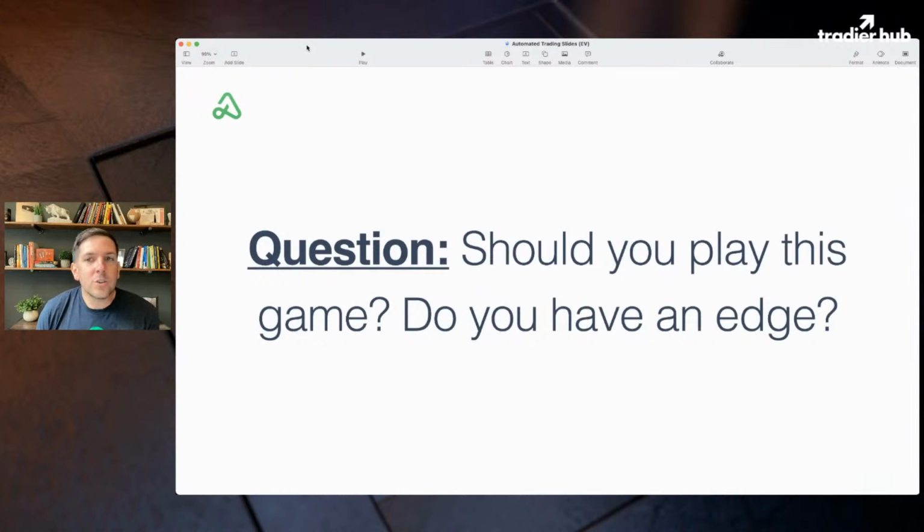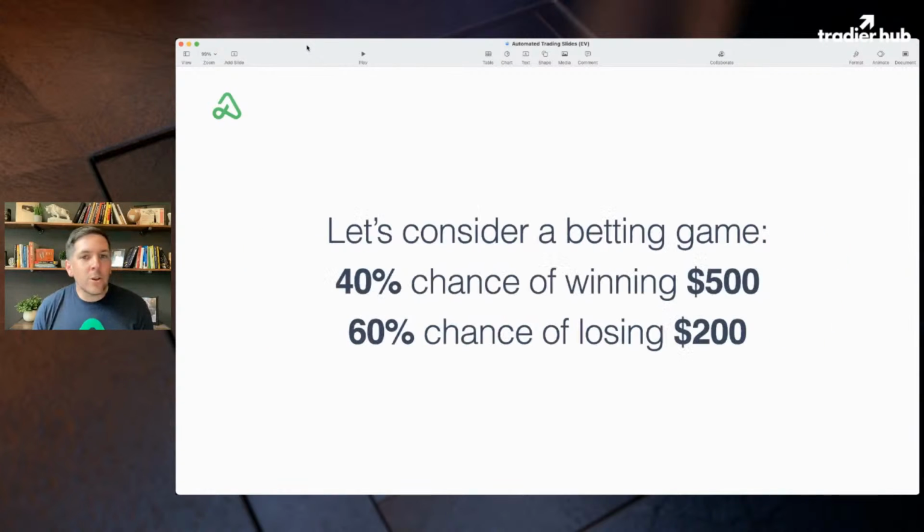So the question is, should you play this game? Do you have an edge? Now, most people would look at that and they go, well, I don't know. Like, it looks like there's a 40% chance of winning, so I'm not going to play the game. But we know that's not always the story, right? It's not just the win rate. It's not, I'm going to win 50, 90, 100% of the time, whatever. It's not just the win rate.